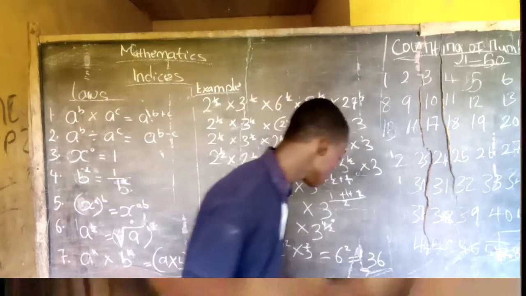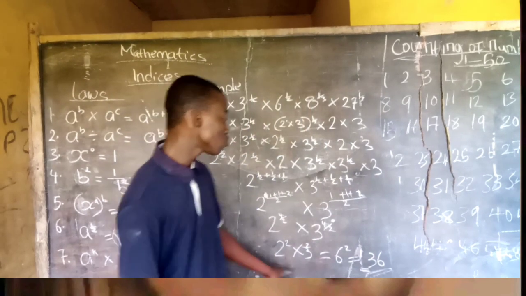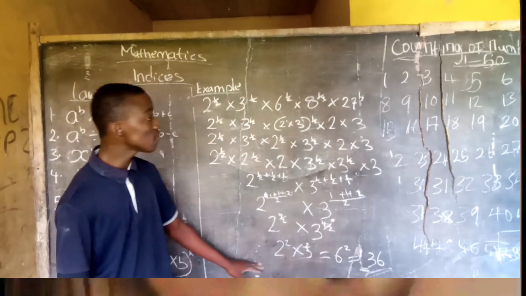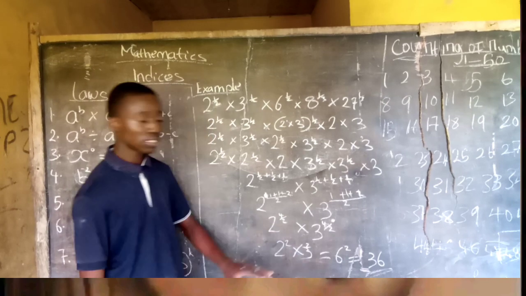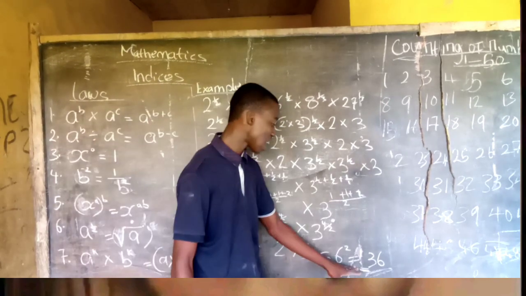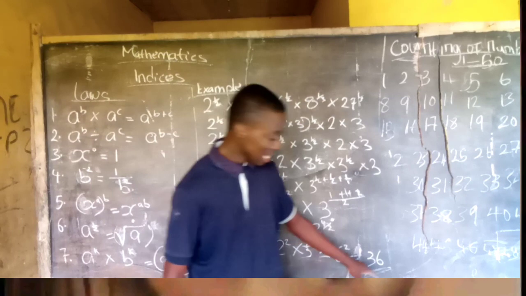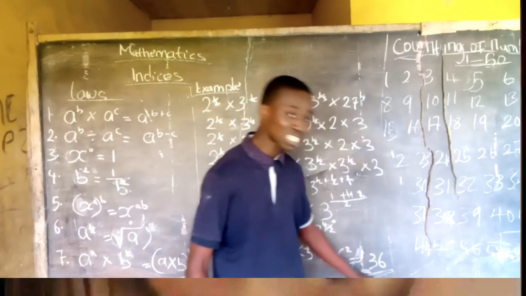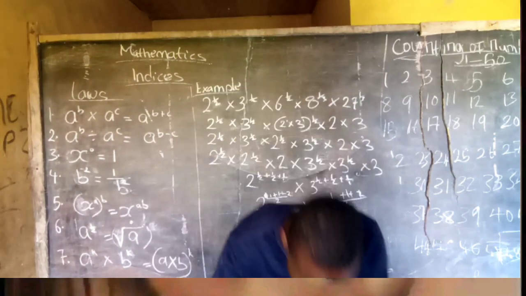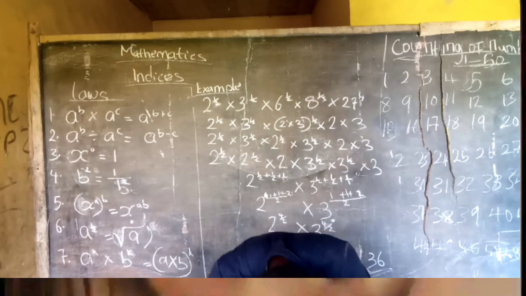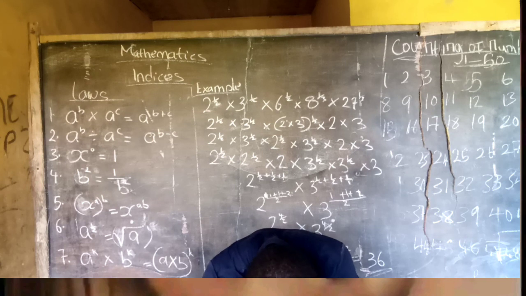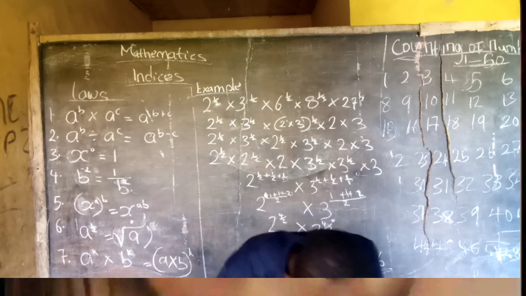Our answer is 36. But if your option happens to give you your answer in this form, this is your answer. If the option happens to give your answer in this form, this is your answer. If your option happens to give your answer in a whole number, not in index form, 36 is definitely your answer. Alright.